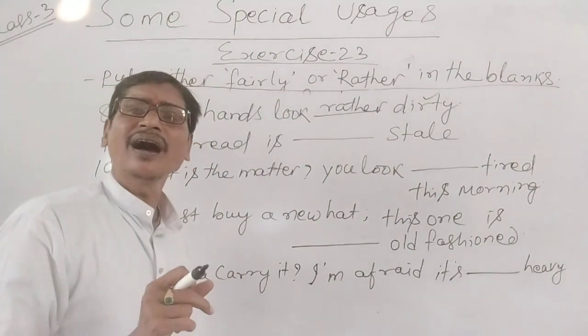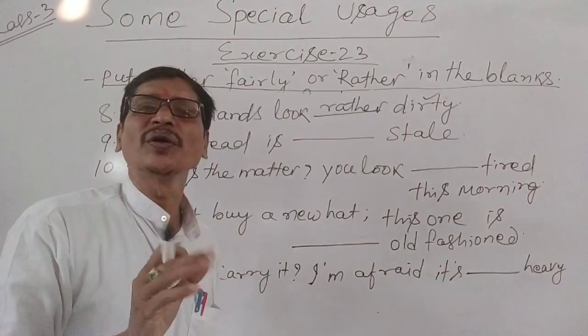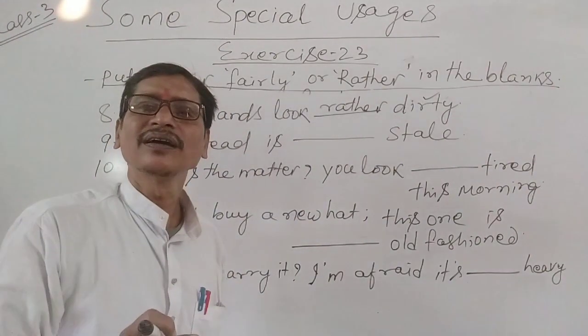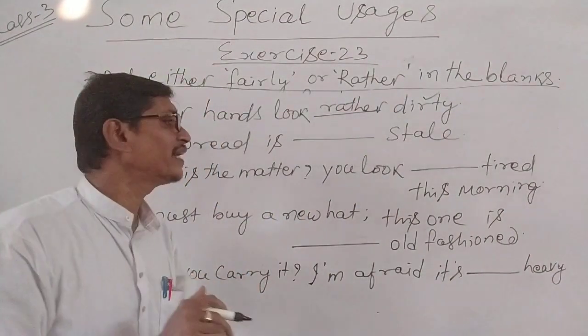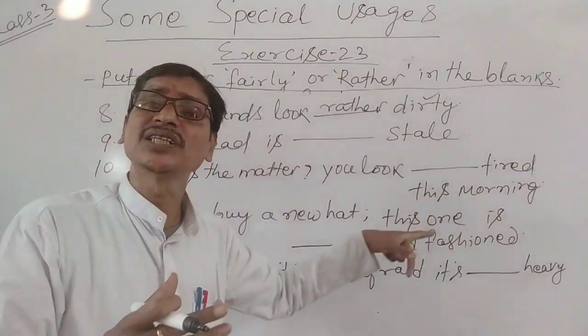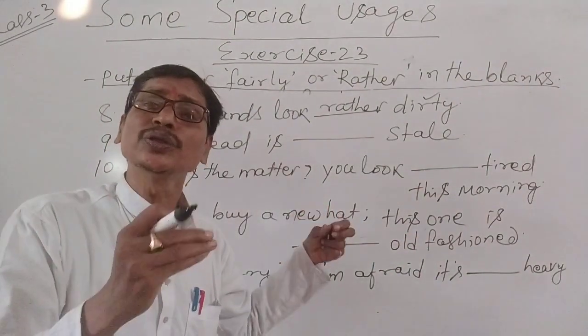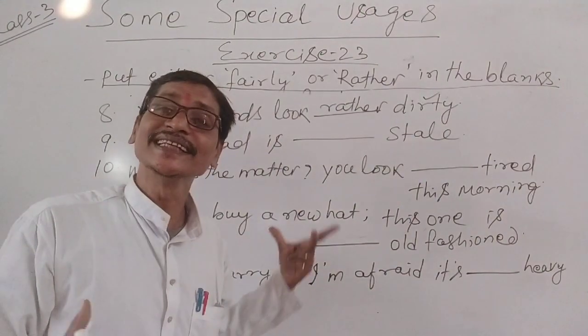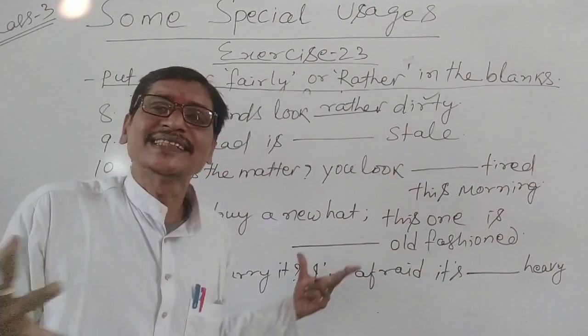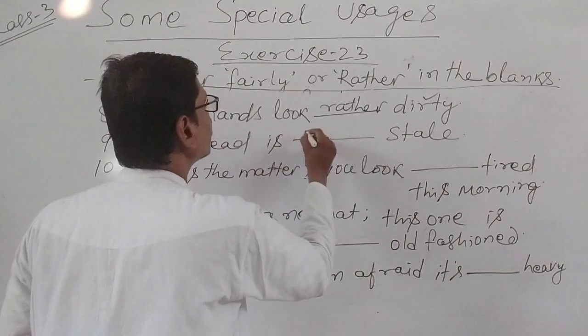So similarly, number 9, the bread is dash stale. Stale means not good to eat, rotten, it is damaged. Okay, so in that case, when it comes stale or damaged or not good to eat, can we use fairly? It is negative, it is unpleasant. Therefore, we can use rather.